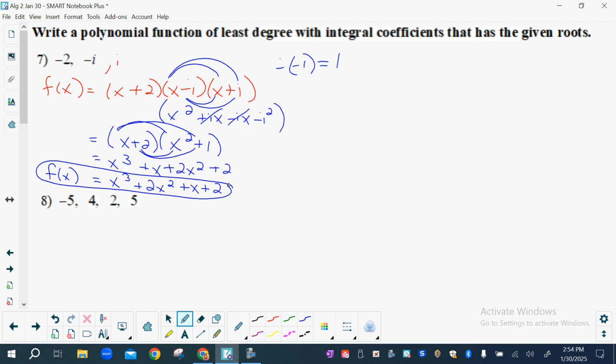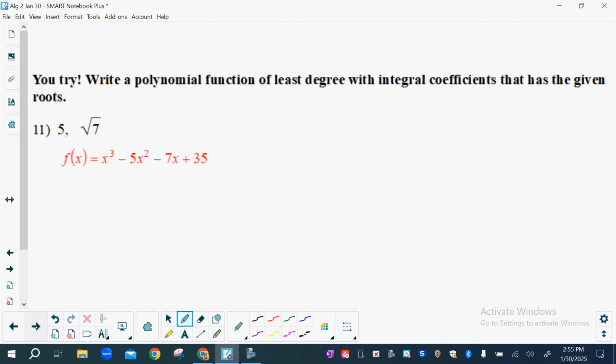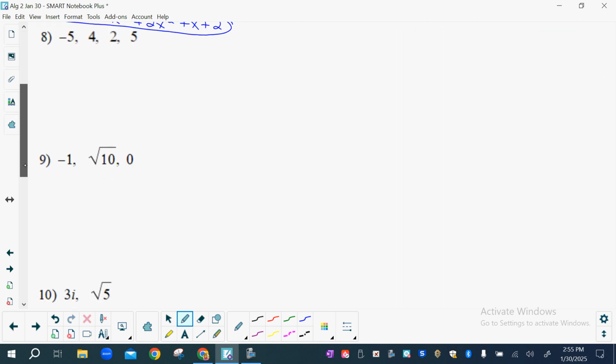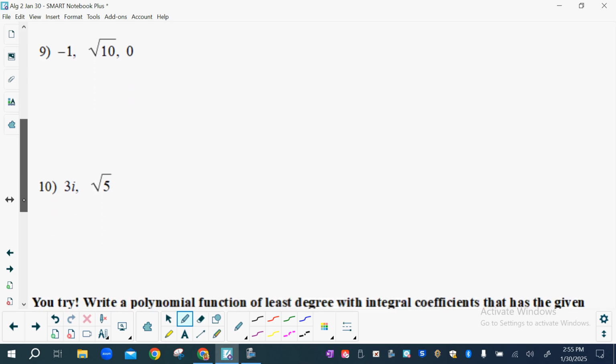Okay, so on number 8, that one's just like what we did yesterday. Do we have any additional roots? No. Can we skip it and go on to the next one? Yes. Okay, do the next example. So you have to put it in factored form, and then you have to multiply it out. Okay, here's the next one. Any additional roots on number 9?